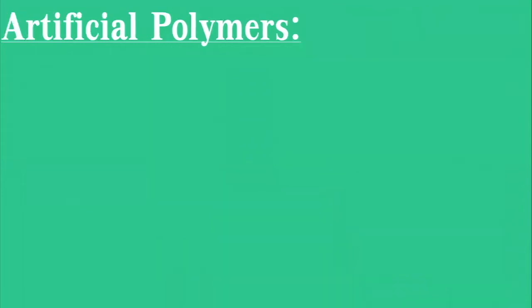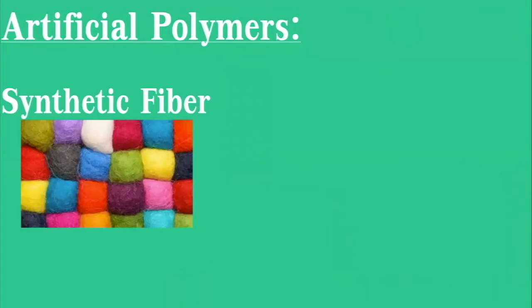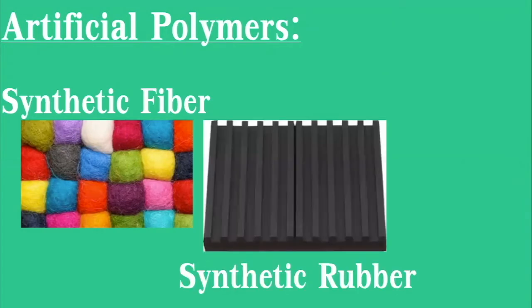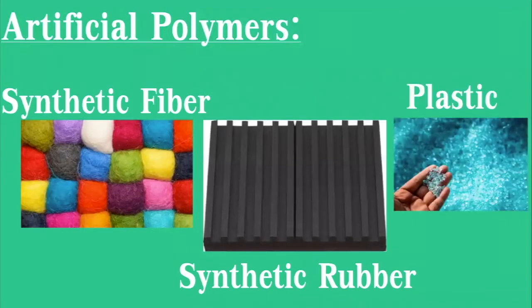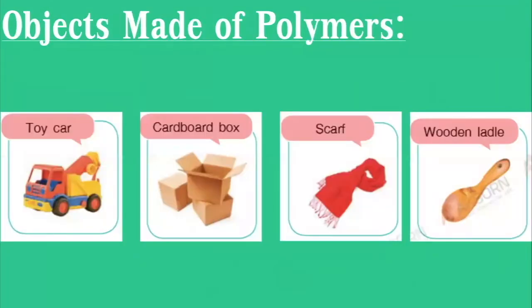All right. Next one, artificial polymers. Man-made. It means artificial. It means made by man. All right. Synthetic fiber. Repeat after me, please. Synthetic fiber. Synthetic rubber. Plastic. Repeat, please. Plastic. All right. Objects made of polymer: toy car, cardboard box, scarf, wooden ladle. All right.